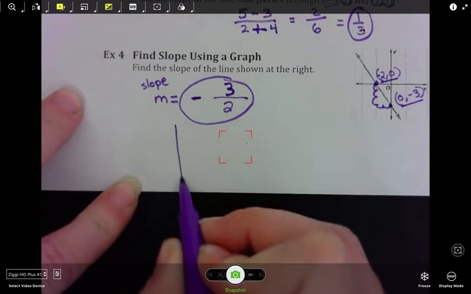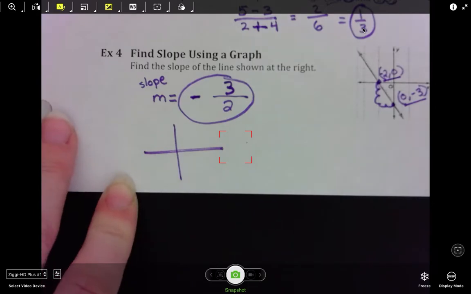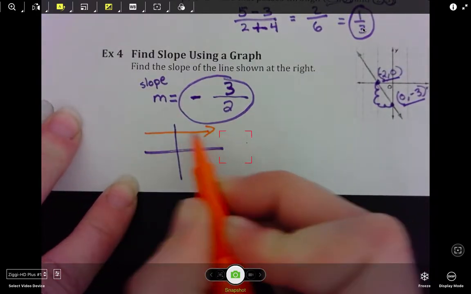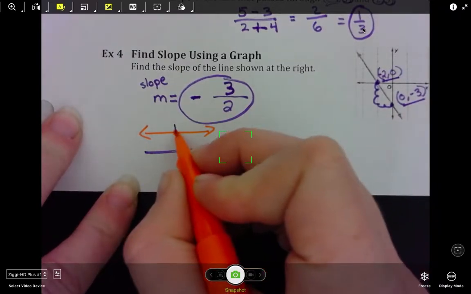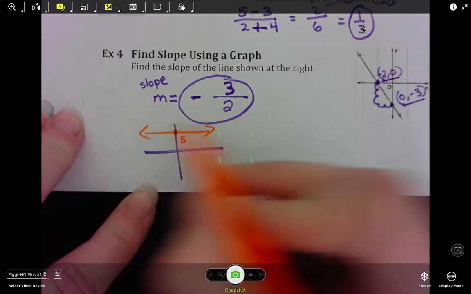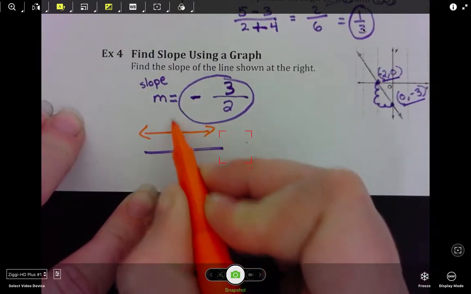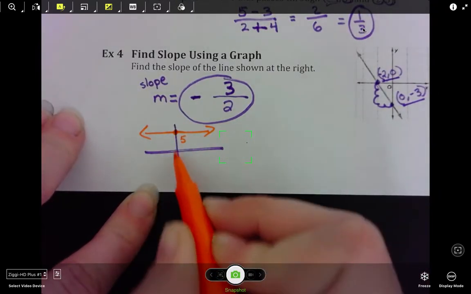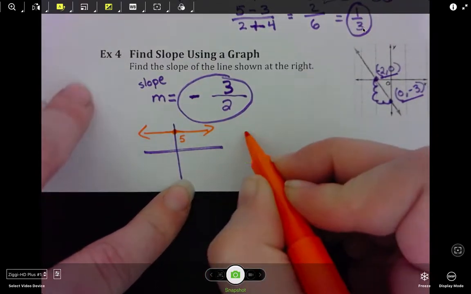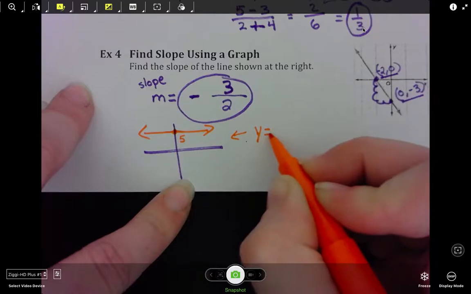Sometimes you will have a graph where you have a line that looks like this. Maybe this is crossing through at the value of 5. Okay, this line right here is crossing through the y-axis. The y-axis is what goes up and down. Okay, so it's cutting the y-axis at 5. So the equation of this is actually y equals 5.